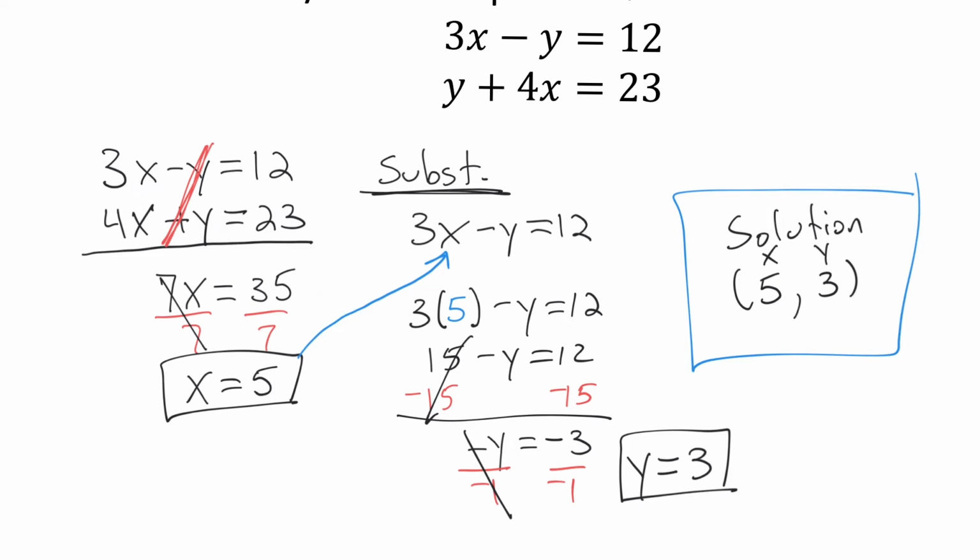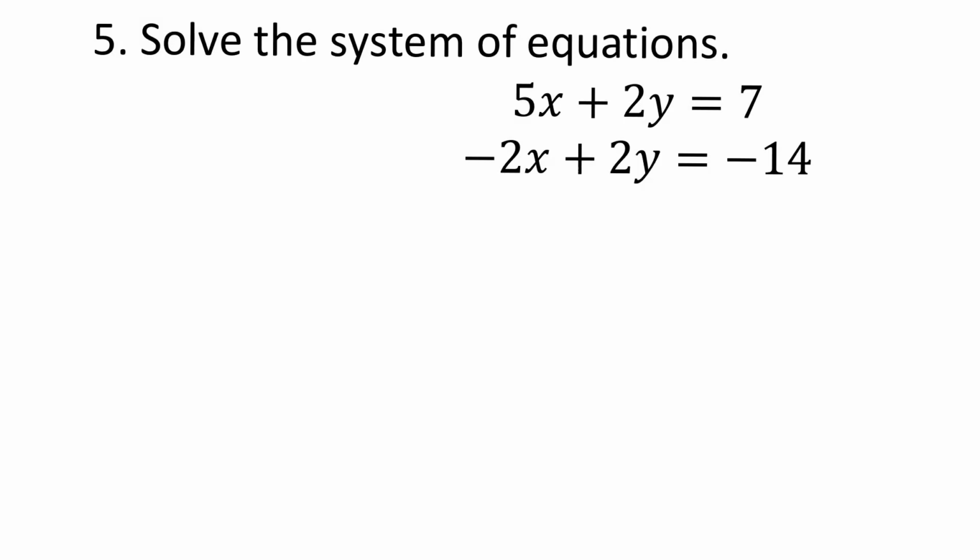That's an ordered pair. So number 5, solve the system of equations again. I noticed the x's are aligned, the y's are aligned, the constants are aligned. So I can use the elimination method. The bad thing is, well, the x's don't have the same number. The y's do have the same number, but they do not have opposite signs.